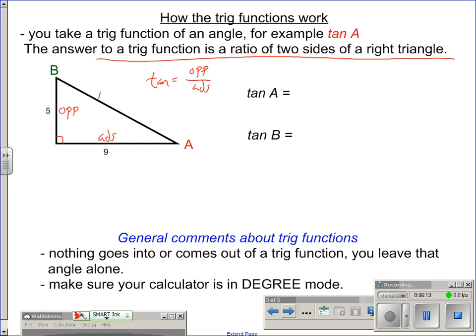Here's our right angle. This is the hypotenuse. We're not mentioning the hypotenuse with the tangent ratio. It's the opposite leg divided by the adjacent leg. So for this triangle, the tangent of angle A would be 5 over 9.